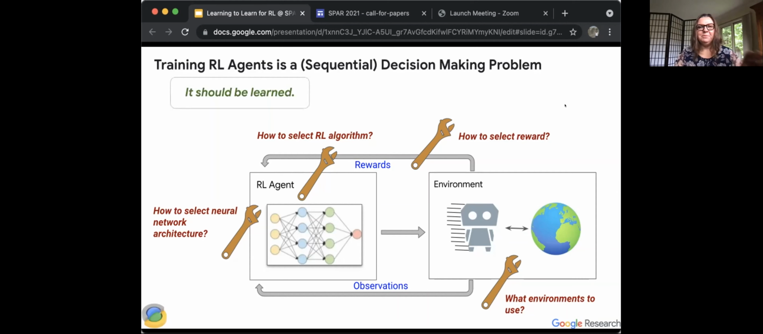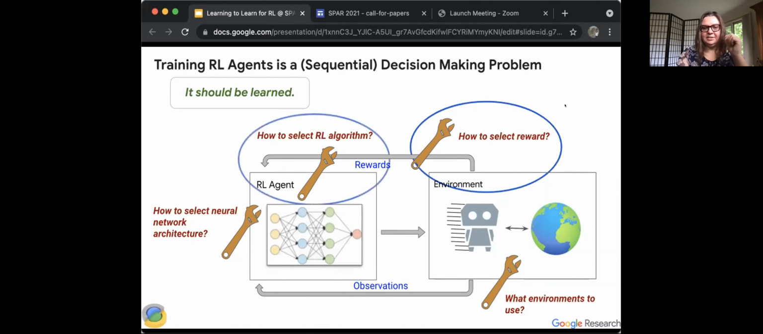So if we have a human making all the decisions, that means that we can have a trained agent making all these decisions. So this is the idea that training RL is actually a decision-making problem and can be learned. We'll go over three different examples here: learning the rewards, learning RL algorithms, and learning environments, or figuring out what environments should be used.